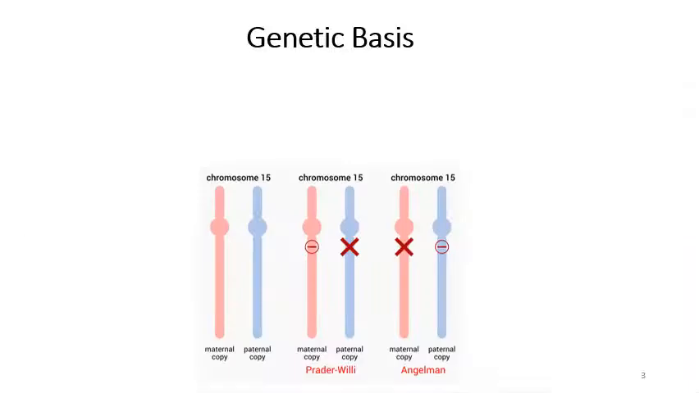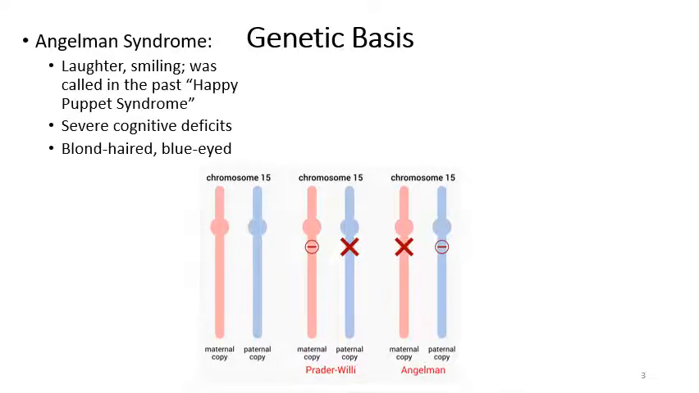Another example of something similar is in the chromosome 15 pair. So we have 2 copies of chromosome 15, of course, and if we have a problem in the copy that came from the father, we have a condition called Prader-Willi. And if we have a missing section in the chromosome that came from the mother, we have Angelman syndrome. So Angelman syndrome, the problem with the maternal allele, we have a laughing, smiling child. It used to be called happy puppet syndrome. But along with that, we have severe cognitive deficits, very severe mental retardation.